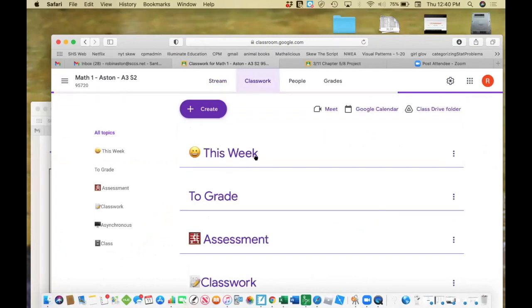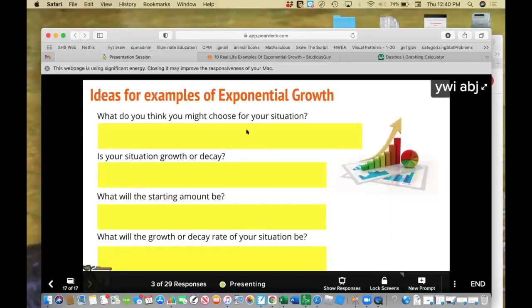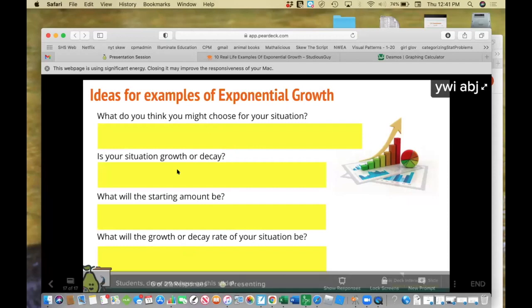So what I'm going to do right now is on the next slide. Before you go to do your project, I would like everybody to do this. And I'm going to be checking in and calling out names if I don't see you responding to this. Growth or decay, what will the starting amount be? And then what will the growth or decay rate of your situation be? So this is what you need to basically have: what is your situation? And that will be your Y variable. Depending on your Y value, if you have fire, you're going to say, is it growing every hour, every day?